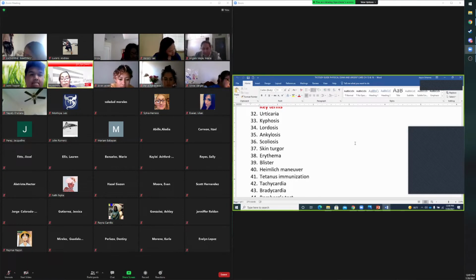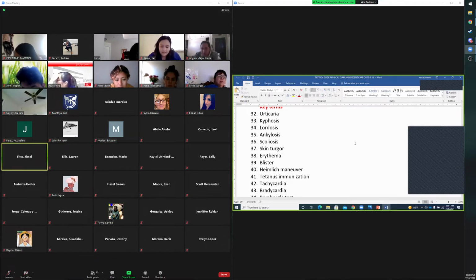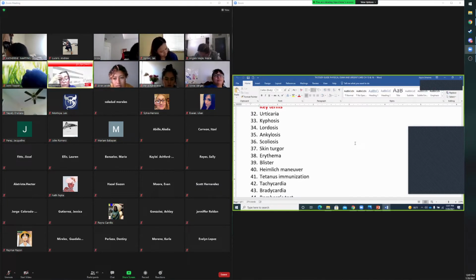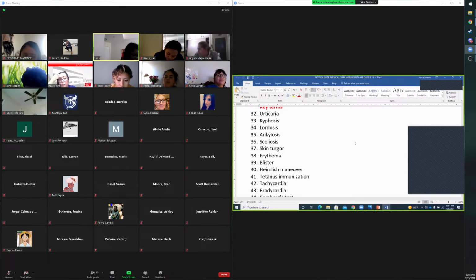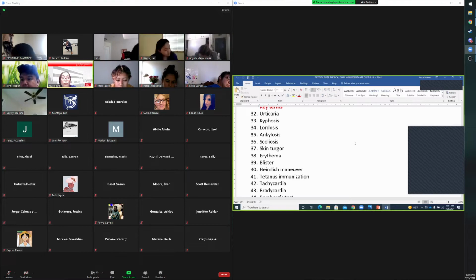Stiffening and fusion of the joint. Scoliosis. The S shape of the spine. Okay. Lateral curvature of the spine. Is this the same? No? What is the first one? Ankylosis? Ankylosis, when you have a joint stiffness and then it will fuse together.